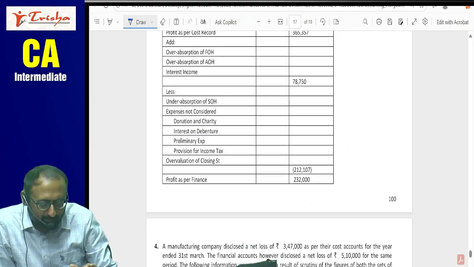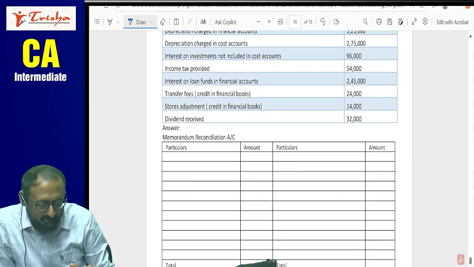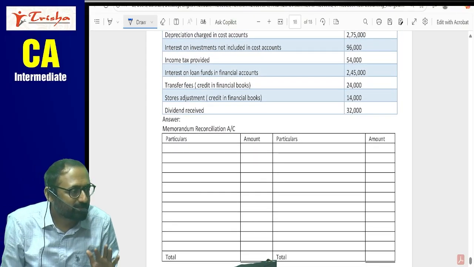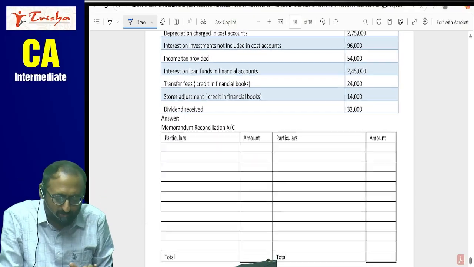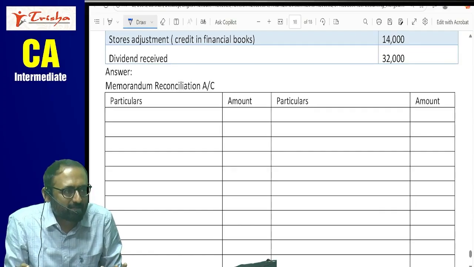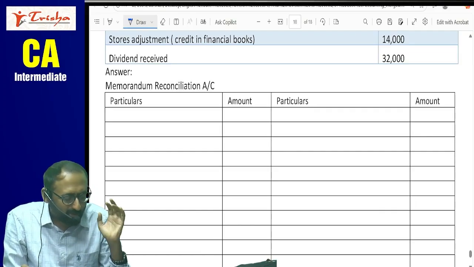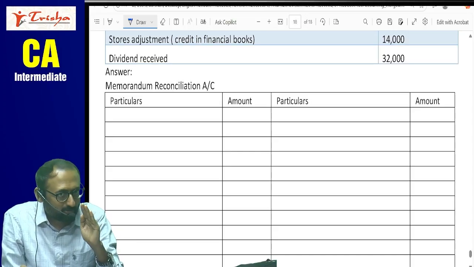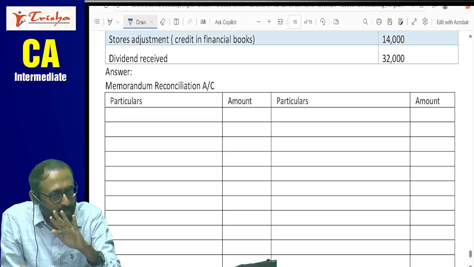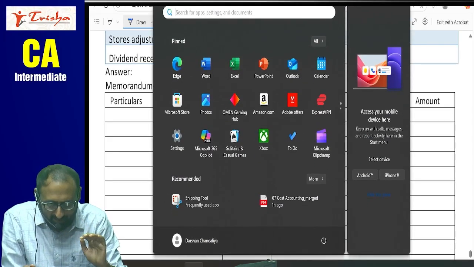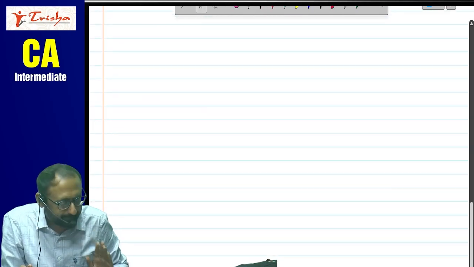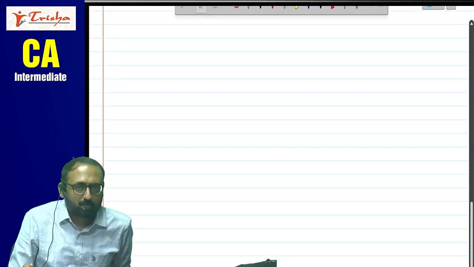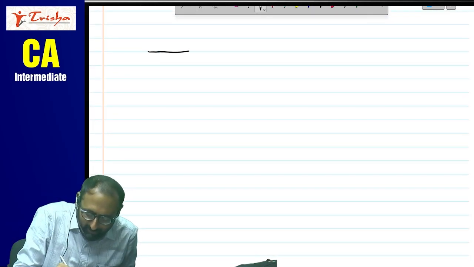And the last part is the memorandum reconciliation account. Many times a 5 marks question will be asked in the examination to prepare the memorandum reconciliation account directly. So the memorandum reconciliation statement we have completed. The last question was a statement. Now the account. Sir, everyone please concentrate.